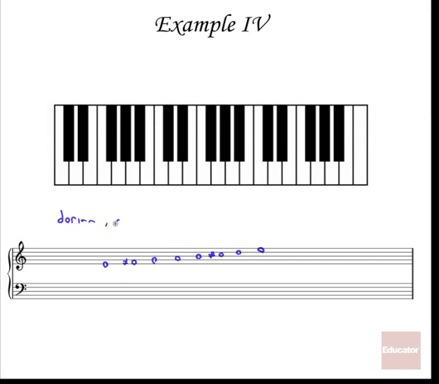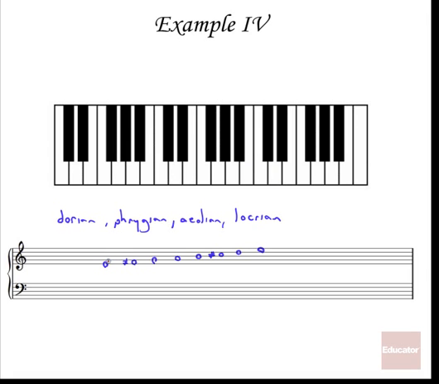Dorian or Phrygian or Aeolian or Locrian. So let's think about Dorian. So Dorian is D to D, so we'll look at D, E, we'll think in our heads D, E, F, G, A, B, C, D.